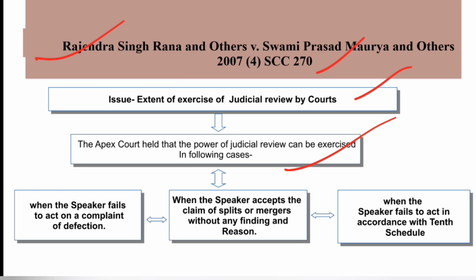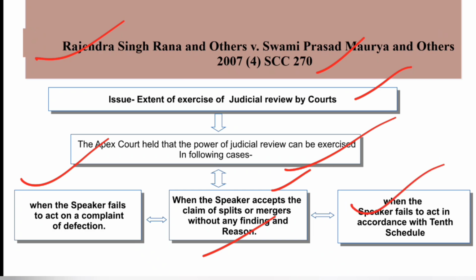It was held that when the speaker fails to act on a complaint of defection, judicial review is allowed and the courts can interfere. Also, when the speaker accepts the claim of splits or mergers without any finding and reason. To protect the members, if wrong claims of splits or mergers are accepted, courts can interfere. Splits no longer exist as they were removed in the 2003 amendment, but the merger provision is still there. If wrong merger propositions are made and the speaker blindly accepts the explanation, then courts can interfere.